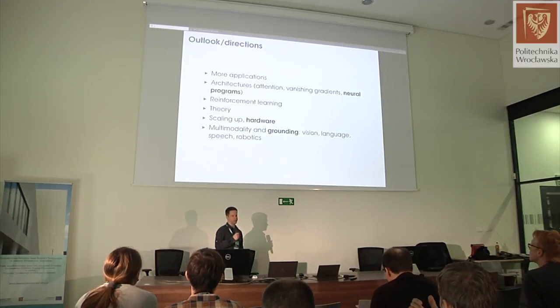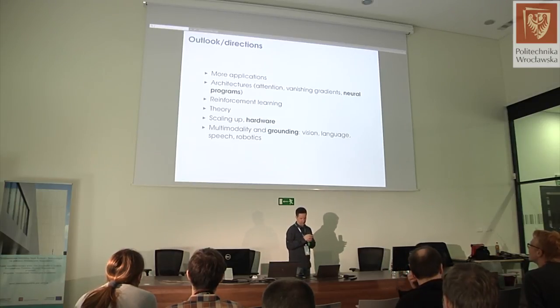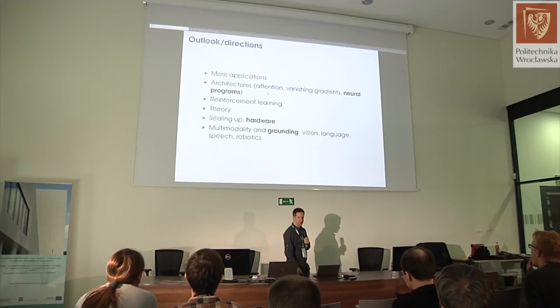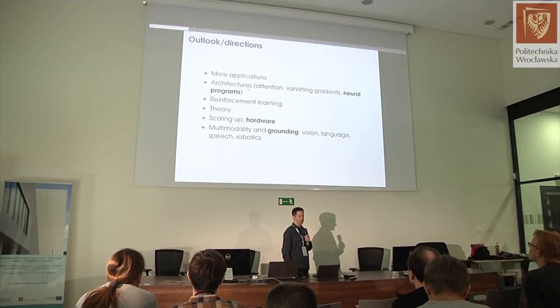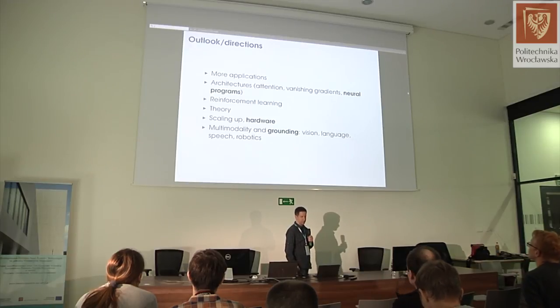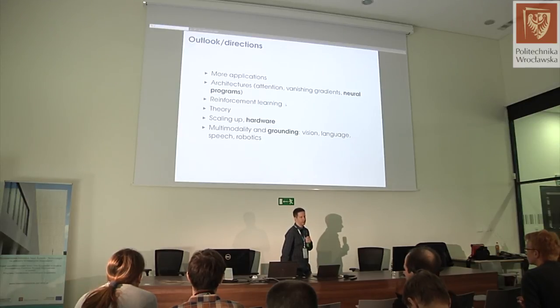Just a very quick summary of basically all I said. What is going to happen is there are going to be more applications. Architectures are going to change quite a bit, I'm sure, and recurrent nets are going to get more important, mainly because you have this neural program idea coming up now, using classic hardware simulated on a neural substrate. Reinforcement learning, because of the fact that many tasks are not well defined using a data set, is going to get more and more important in the end.